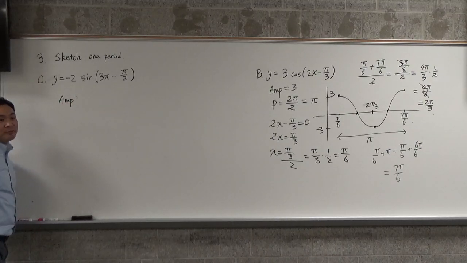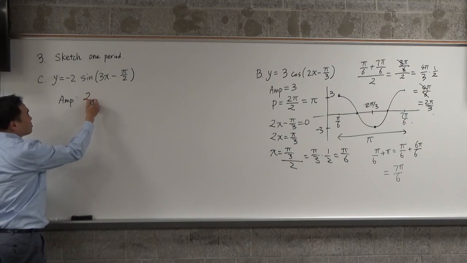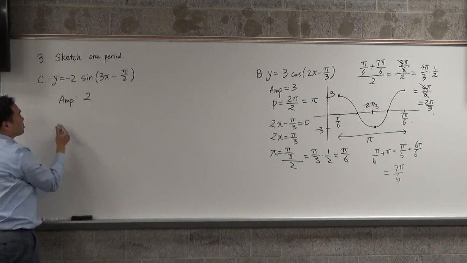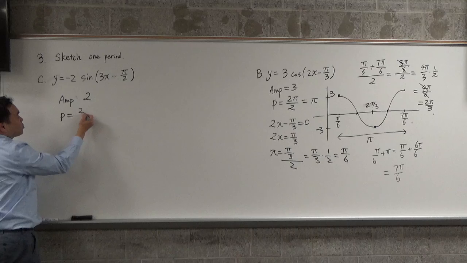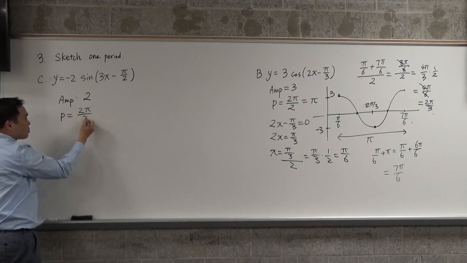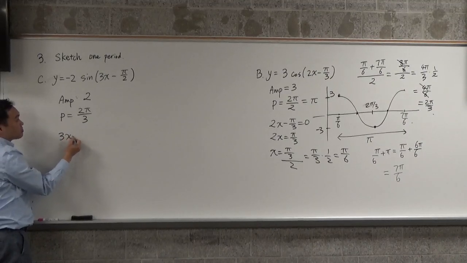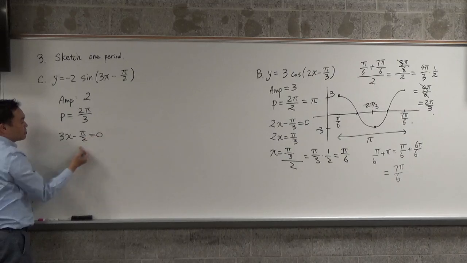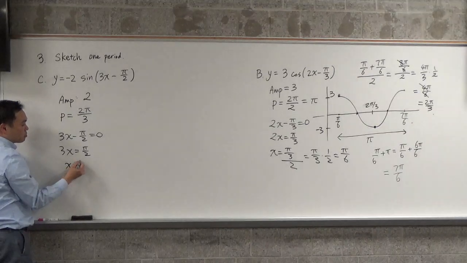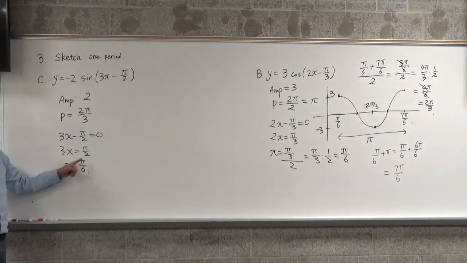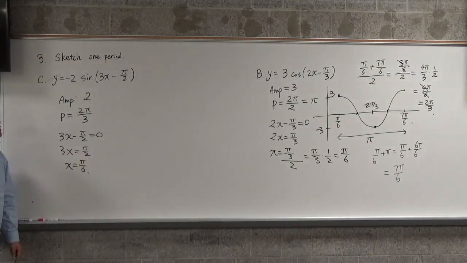What's the amplitude? It's 2. It's positive 2. It's not negative 2, it's positive 2. You always take the absolute value of the coefficient. What's the period? 2 pi divided by 3. How do you get the phase shift? Set 3x minus pi over 2 equal to 0. 3x is equal to pi over 2. Divided by 3, you get x equals pi over 6, because dividing will end up multiplying 3 in the denominator. So these are the ones that you get.